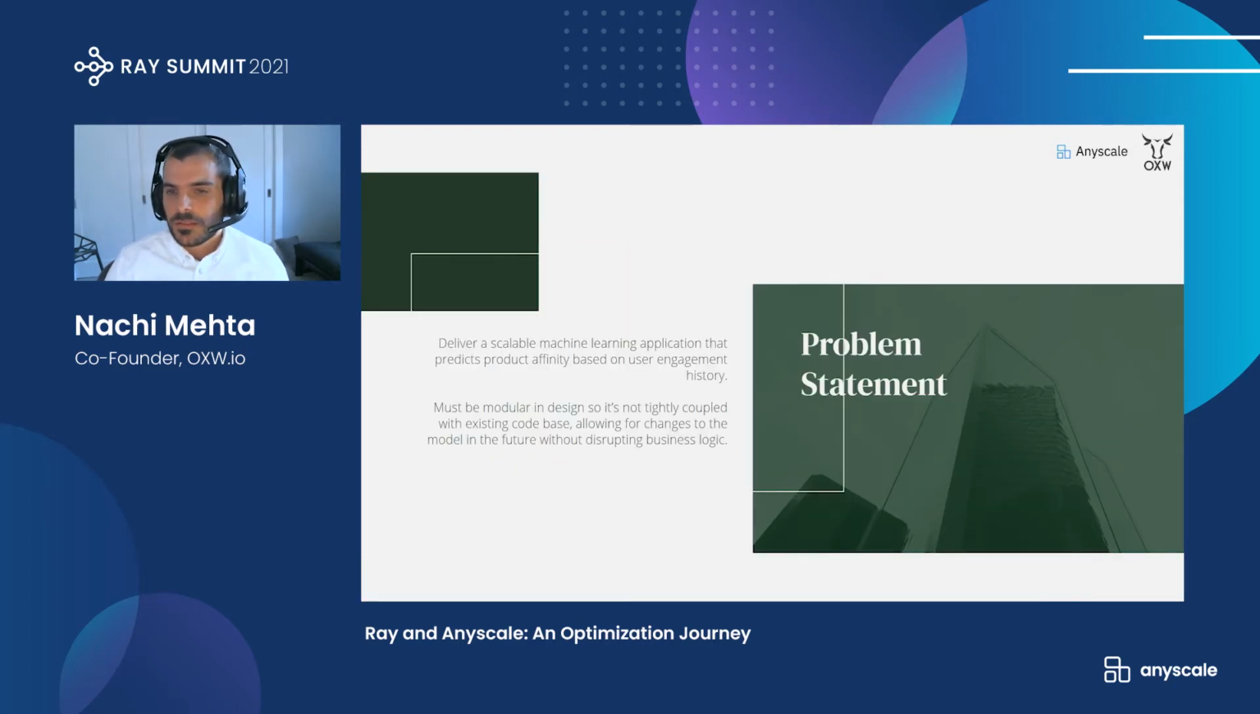So to begin, the problem that we were trying to solve was to deliver a scalable machine learning application that predicts product affinity based on a user engagement history. And it had one non-functional requirement, that it had to be modular in design so that it wouldn't conflict with the existing code base for our client. And we wanted to allow for future changes of the model and the way business logic handled the output of the prediction of the model.